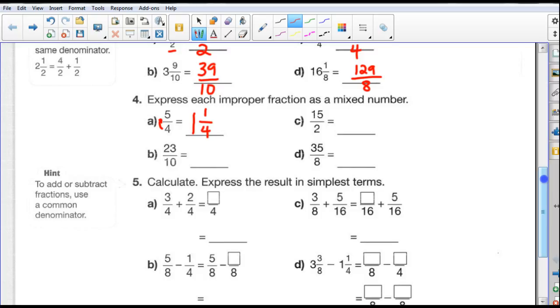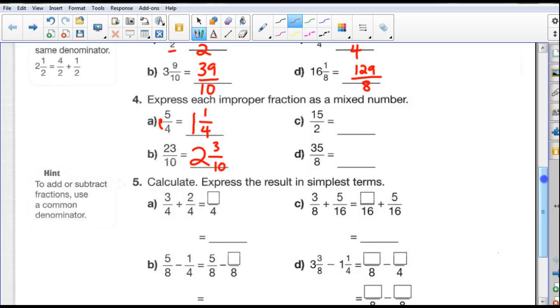Let's do B. The denominator 10 divides into the number 23. It goes 2 times because 10 times 2 is 20. And so I can write 2 here, big whole number 2. 10 times 2 is 20, and the difference between 20 and 23 is 3. I have 3 remaining, so I put my remainder on the top, and I just put the denominator back on the bottom. Okay, so 23 over 10 is the same as 2 3/10.